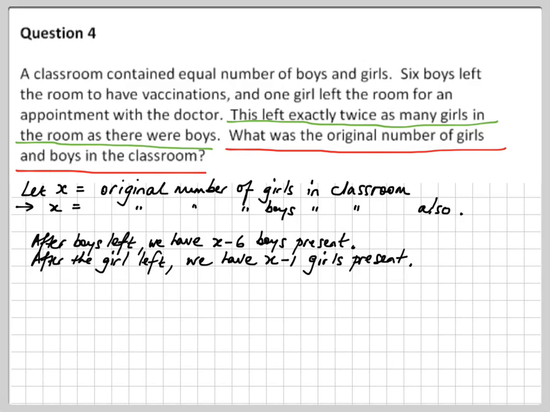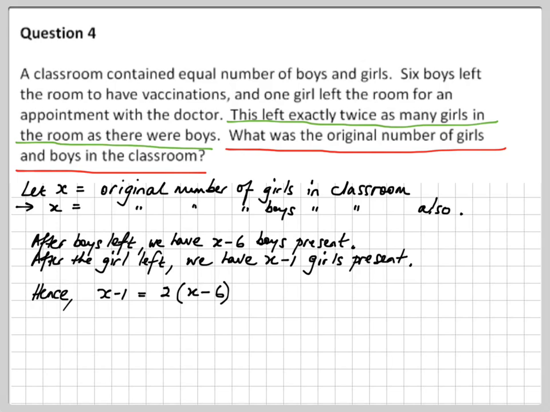Now, you've got to put that into an equation, okay? Right? How many girls have we got? X minus 1. How many boys have we got? X minus 6. So we're saying that the X minus 1 is twice the X minus 6, aren't we? I think we are. So let's write that down. We're saying that X minus 1 is twice X minus 6.